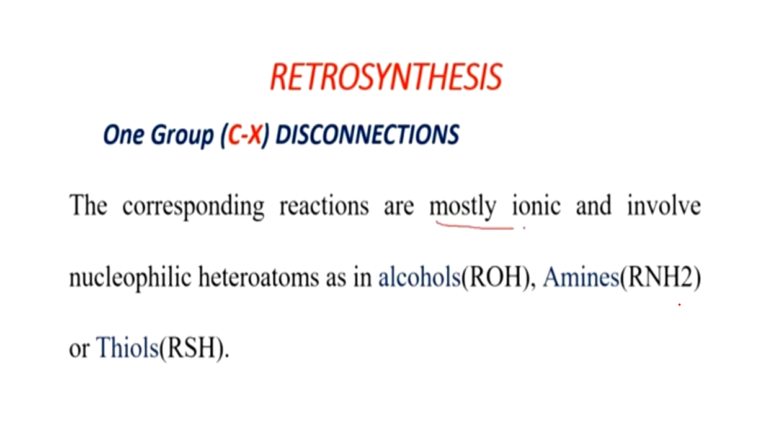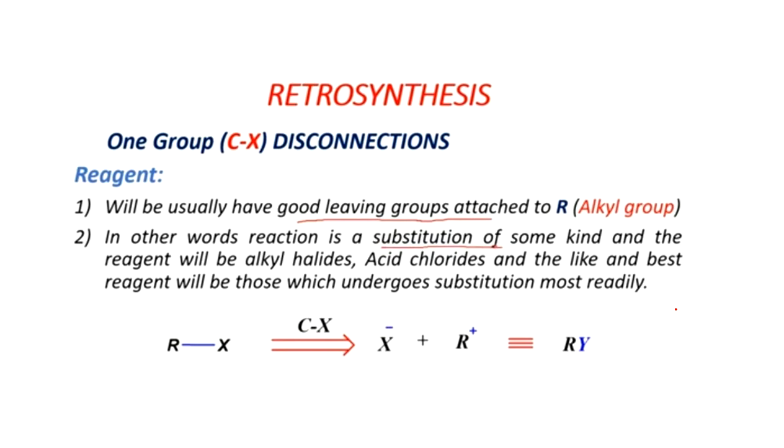So we are studying one group CX disconnection. In that, the corresponding reactions are mostly ionic and involve nucleophilic heteroatoms, as in alcohols. Here in alcohols we know that there is a formation of the RO-H bond. Previously we studied the example of the alcohol group and how the fragment could be obtained. The next ones are the amine group or thiol group. These are mostly ionic heteroatom groups. So we are studying different CX bond disconnection approaches.